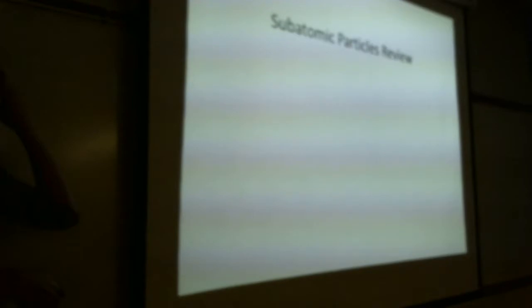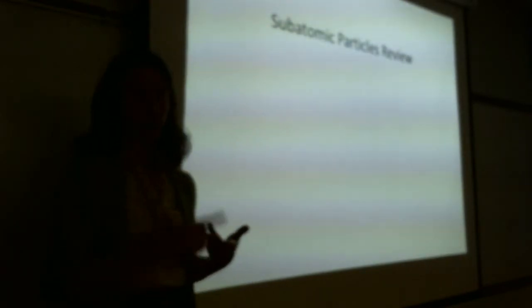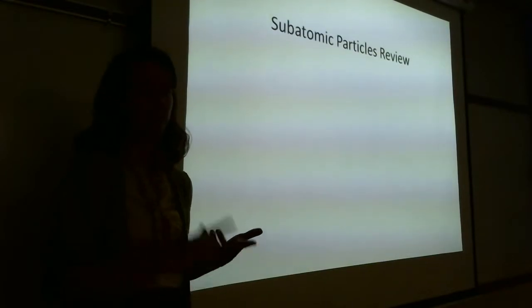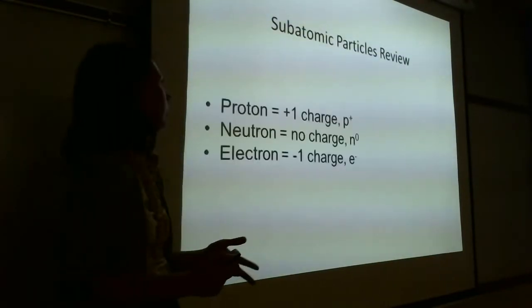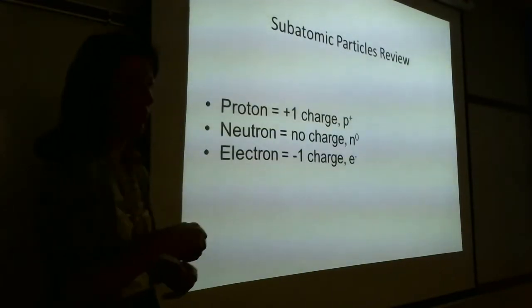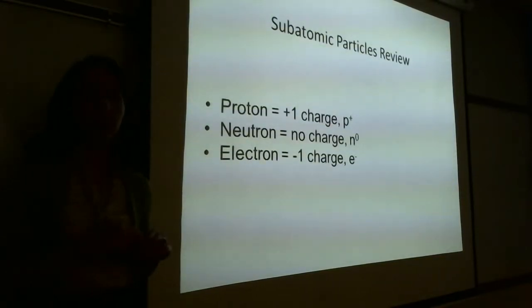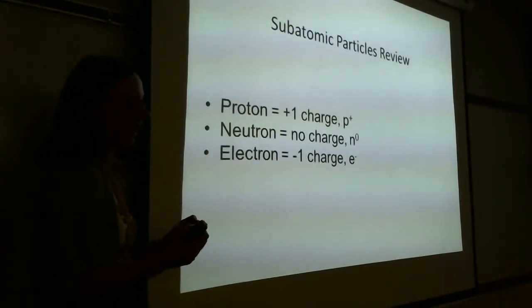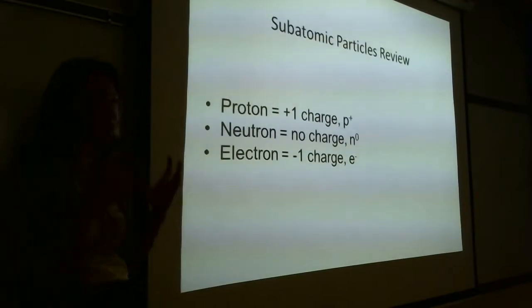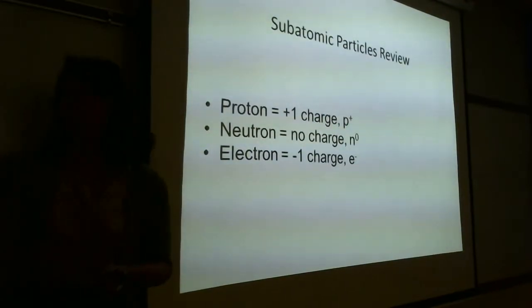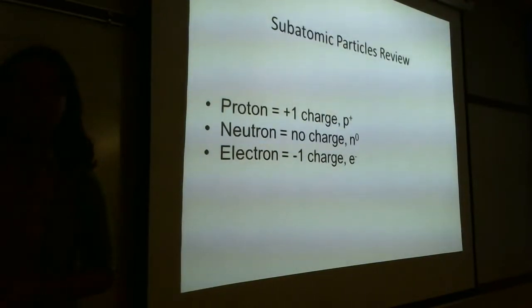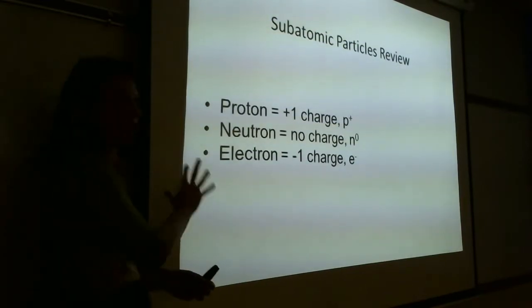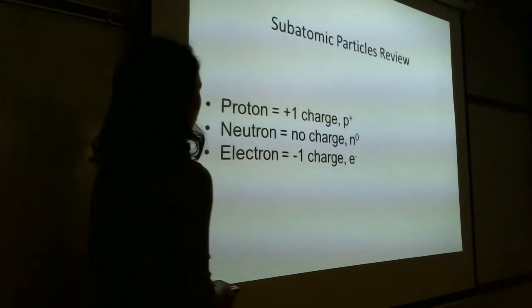All right, let's review the particles of an atom. Atoms are composed of protons, neutrons, and electrons, right? Today we are only talking about neutral atoms. In other words, atoms that have no net charge, right? We're not talking about ions yet. These are all ions. They have a charge. We're not looking at them today. We're just looking at neutral atoms.